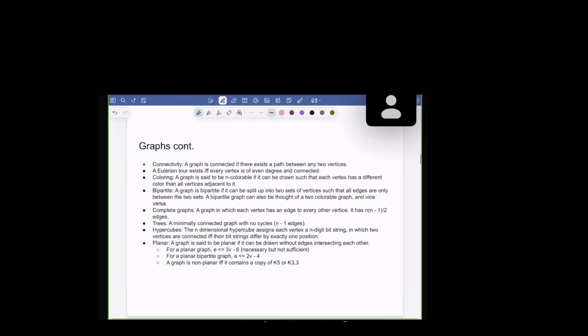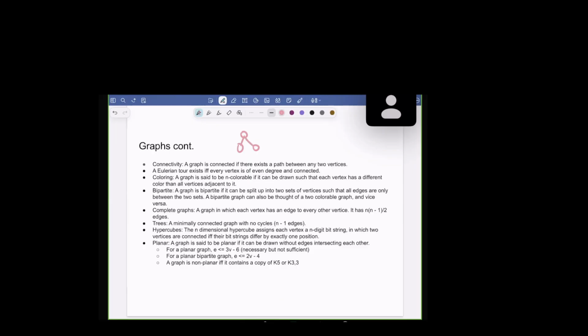So connectivity: a graph is connected if there's a path between any two vertices. For instance, if we have something like this, that would not be connected because you can't get from this vertex over here to this vertex. However, if we just add an edge over here, that would be connected.